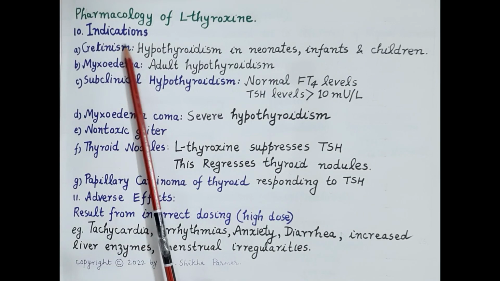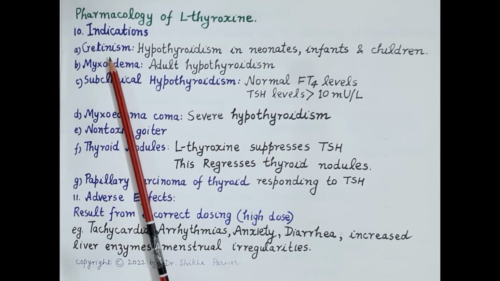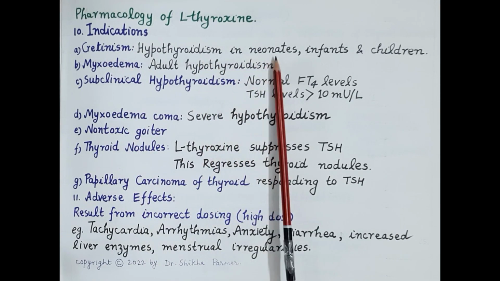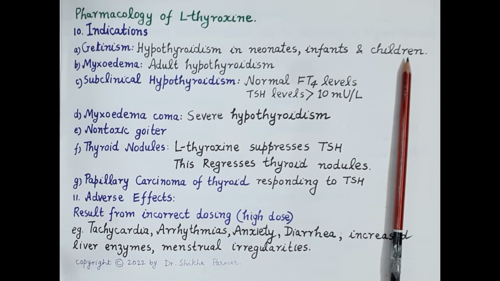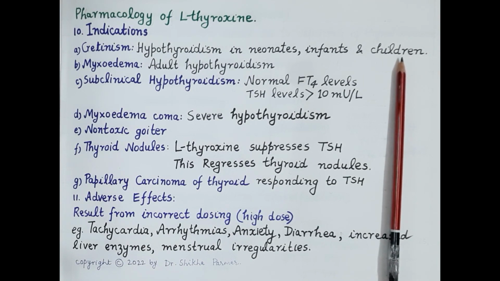Now, very important indications of L-thyroxine. Now, deficiency of T3 and T4 is fulfilled by the administration of L-thyroxine. So, L-thyroxine is used as a replacement therapy in hypothyroidism. So, first indication is cretinism. Cretinism is hypothyroidism in neonates, infants and children. Now, if not treated, it leads to physical and mental retardation. So, treatment should be started as early as possible. Physical growth and development are restored in the child and mental retardation is prevented.